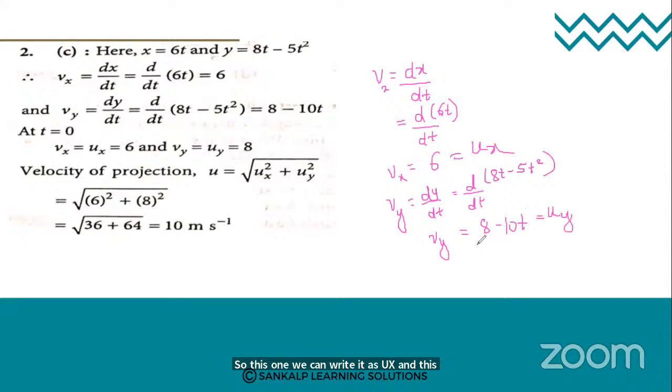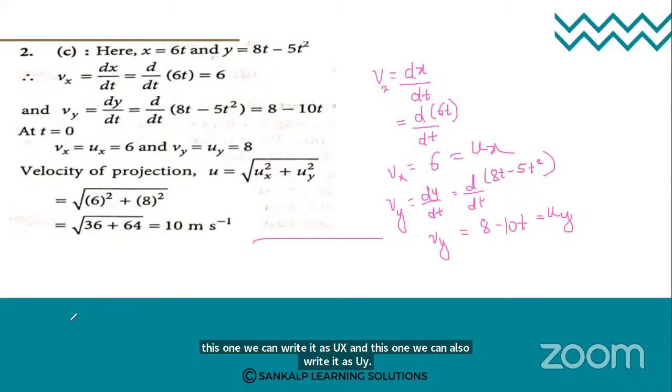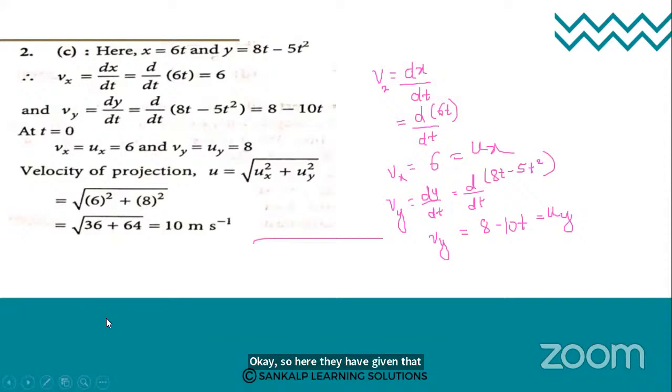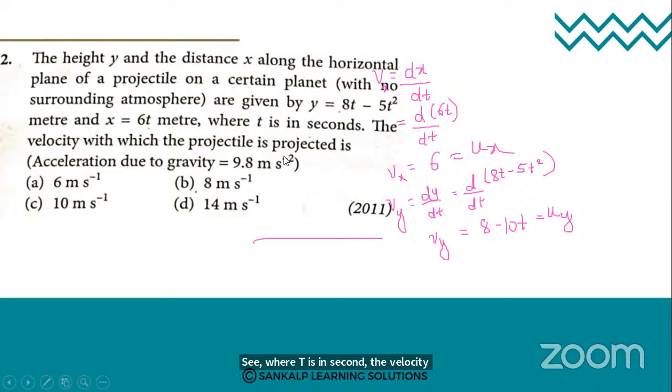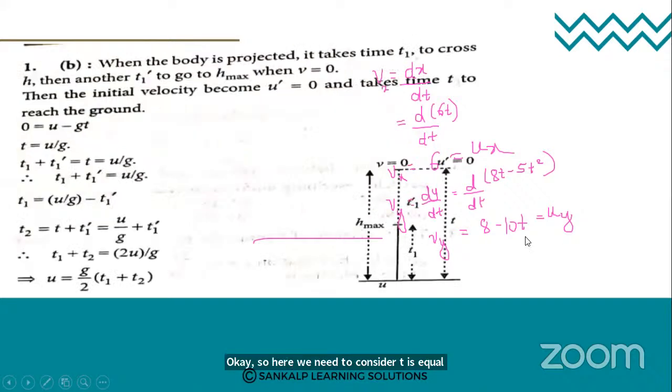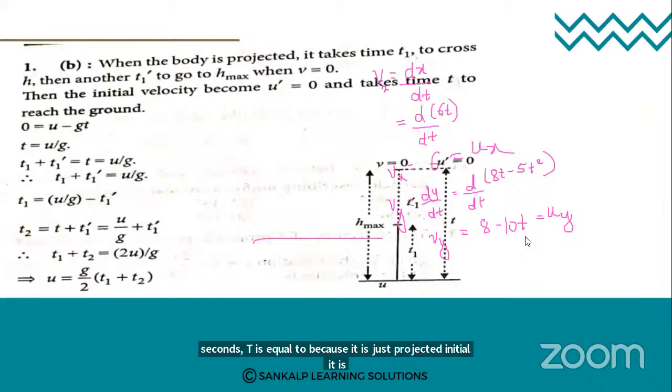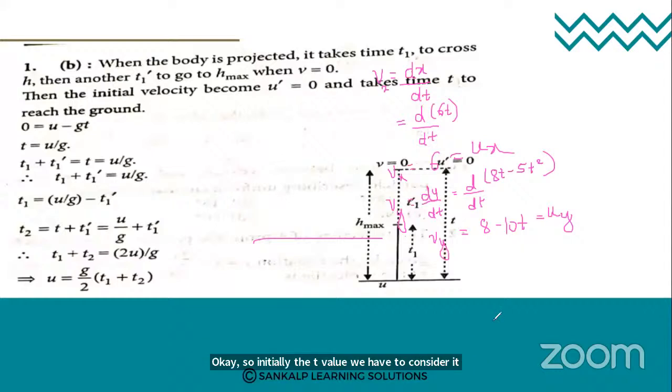Now see what they have specified in the question: where t is in second, the velocity with which the projectile is projected. So here we need to consider t is equal to 0 seconds, because it is just projected, initially. So when you consider t is equal to 0, Vy is equal to 8 minus 10 into 0, which is 0. Therefore it will be just 8.